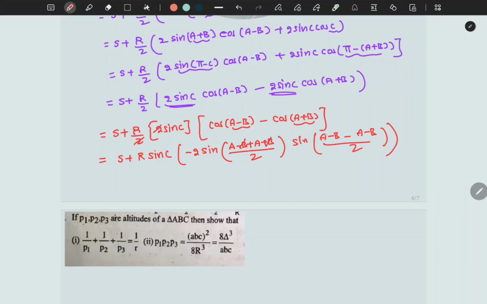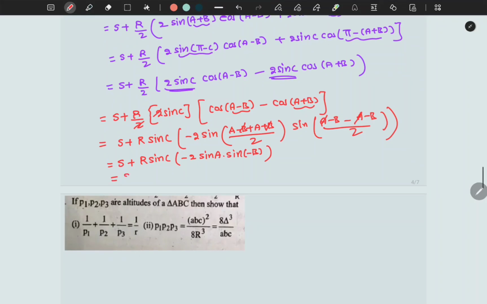So minus b plus b gets cancelled, a minus a gets cancelled, so we are left with (s plus r) times sin c. Now here it is nothing but minus 2 times sin of (a plus a) is 2a divided by 2 is a, right? Minus 2 times sin a, sin of (minus 2b divided by 2) is minus b, so we get sin of minus b. Now sin of minus b is plus sin b, so we can write this as plus 2 sin a sin b. I hope you are with me, dear students. That's it. Now we will be completing the question.